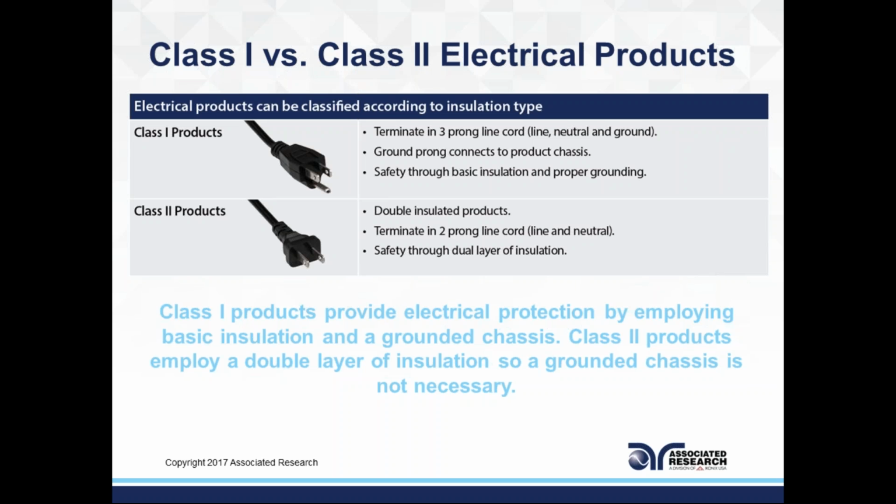Usually, if you have any kind of metal enclosed product or any kind of metal accessible part on your product, you're required to have some kind of Class 1 designation on your product. Compare that to Class 2 products.